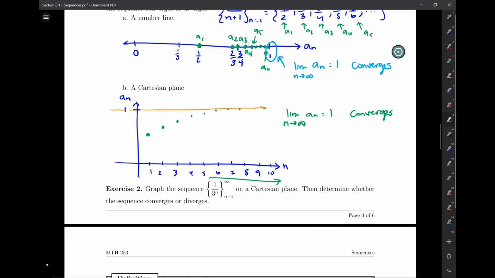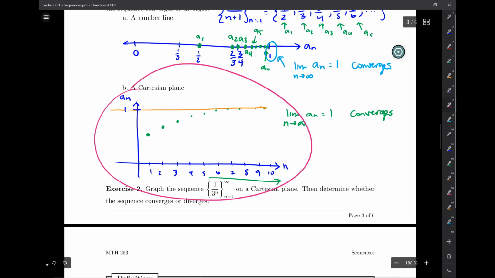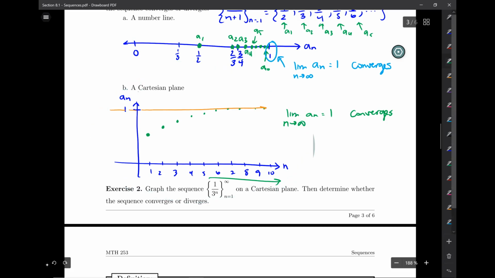So next is an opportunity for an exercise for you to try. Graph the sequence 1/3 to the n on a Cartesian plane, and then based on that graph determine whether the sequence converges or diverges. Since there isn't a whole lot of space to work with here, you can use the one that you have in your notes. Feel free to use that Cartesian plane.